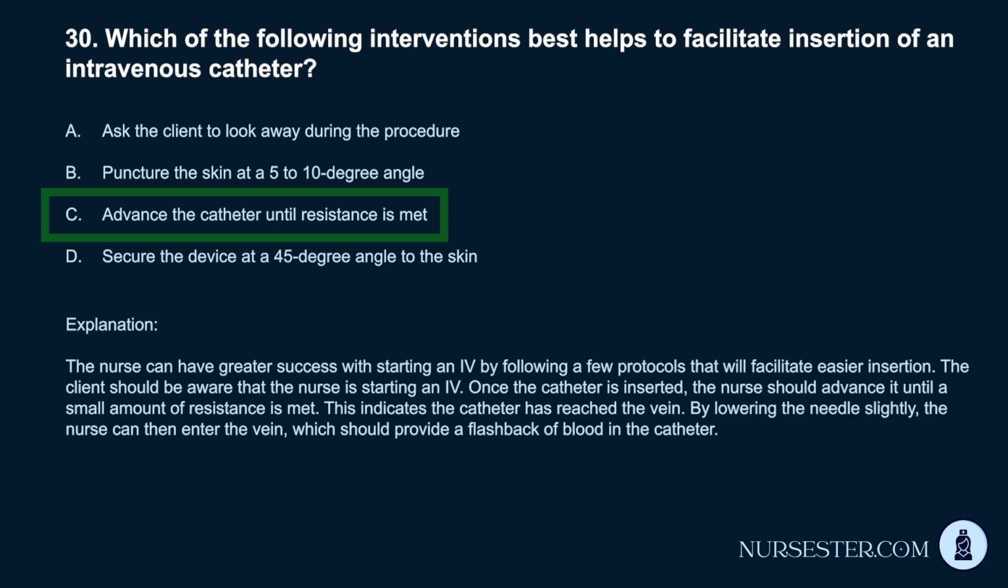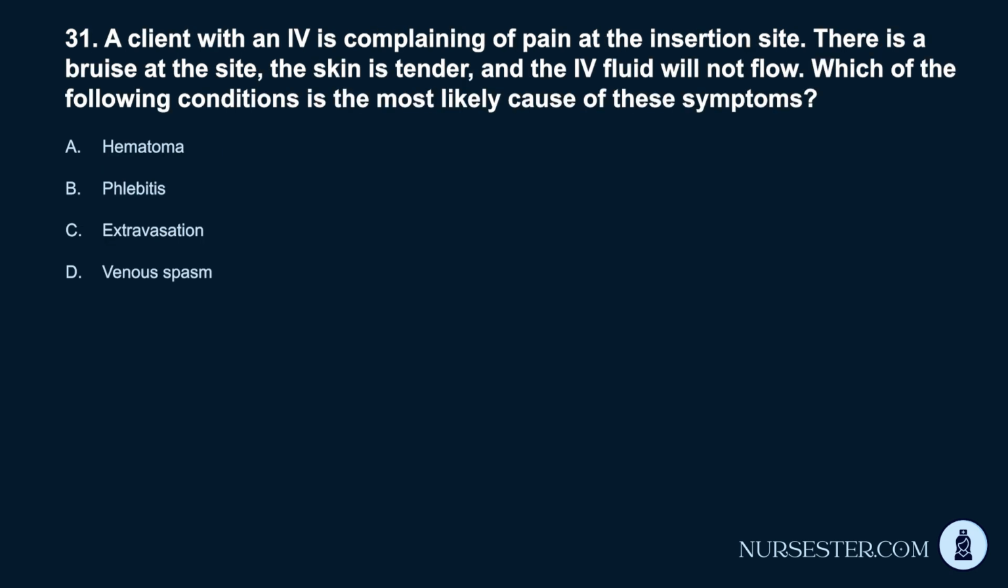The nurse can have greater success with starting an IV by following a few protocols that will facilitate easier insertion. The client should be aware that the nurse is starting an IV. Once the catheter is inserted, the nurse should advance it until a small amount of resistance is met. This indicates the catheter has reached the vein. By lowering the needle slightly, the nurse can then enter the vein, which should provide a flashback of blood in the catheter.